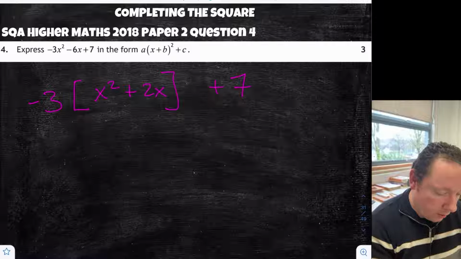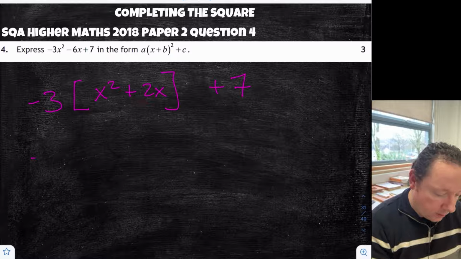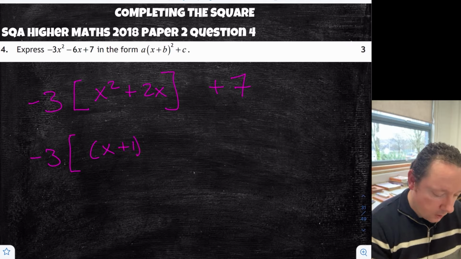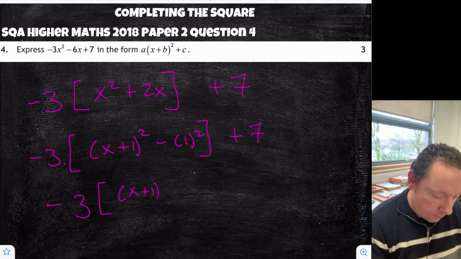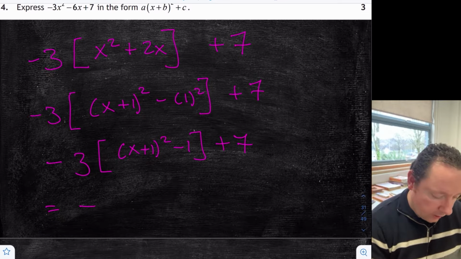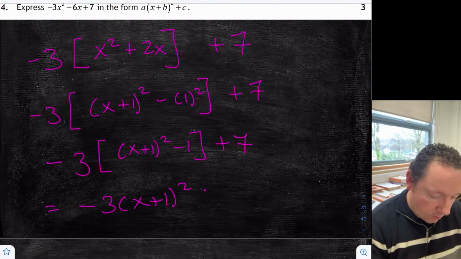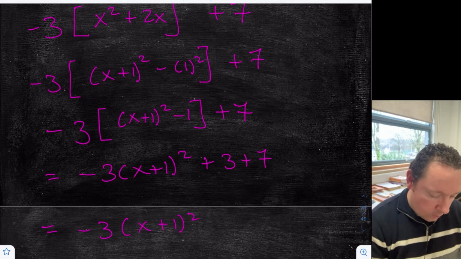So completing the square on this bit, we get minus 3, half the term, so (x + 1) all squared, and take away 1 squared, 1 times 1. And then we've still got plus 7, so that gives me minus 3(x + 1)² minus 1 plus 7, and then expanding that bracket, that's minus 3(x + 1)². 3 times 1 is 3, it's minus times a minus, so it's plus 3 plus 7. And then finally, our final answer, minus 3(x + 1)² plus 10.